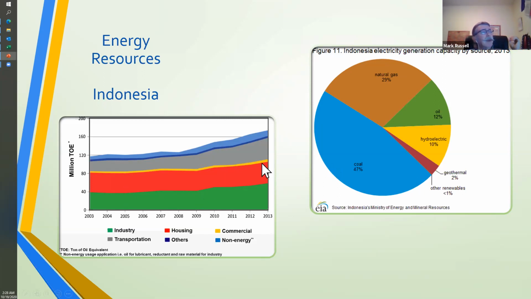So in Indonesia, most of the energy goes to industry. Transportation, a small portion of it. Commercial, just a smaller portion of that. Housing, these are the kinds of energy distributions you typically have for that.